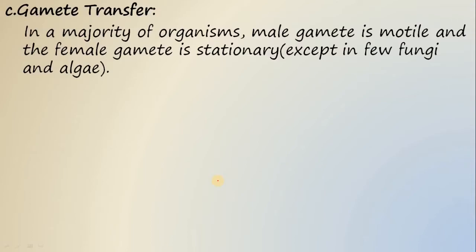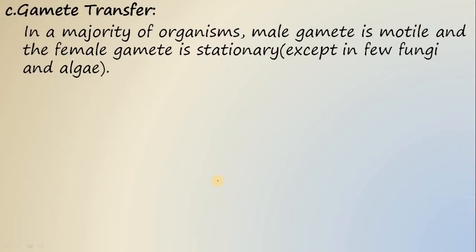The egg or the ovum is stationary, right? It's not moving, but the sperm is moving. The sperm is traveling to where the egg is. So that is motile. Motile means it can travel on its own, or it can move from one position to the other, okay? So in the majority of organisms, it is like that. So the male can move and the female cannot move. But except in a few fungi and algae where both male and female will be motile, okay?